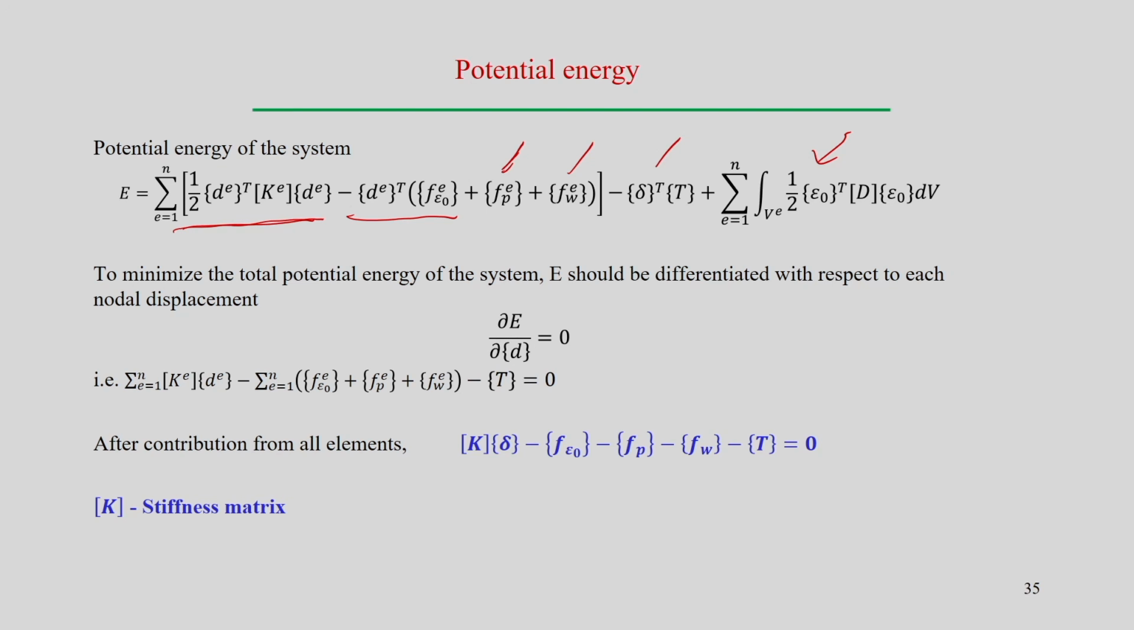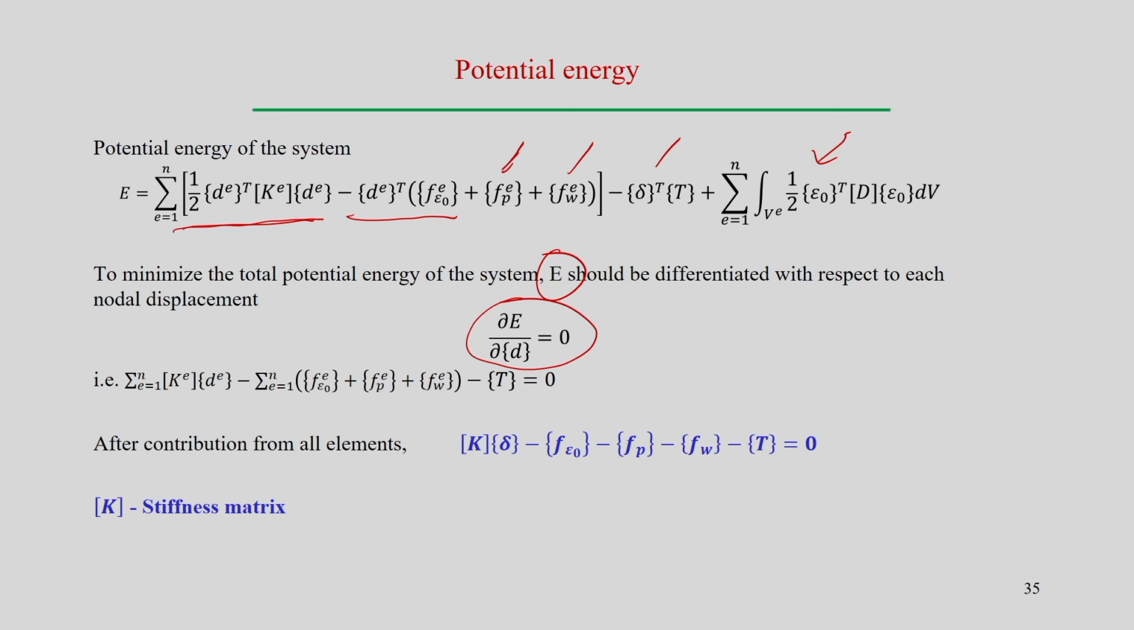Now to minimize the potential energy of the system, it can be differentiated with respect to the nodal displacement value, and then we can reach some formulation. So the minimization of the total potential energy of the system E requires differentiating with respect to each nodal displacement: delta E by d should be 0. For any minimization problem, we find the derivative with respect to the variable, set it equal to 0, and find the condition for minimization of this particular system.